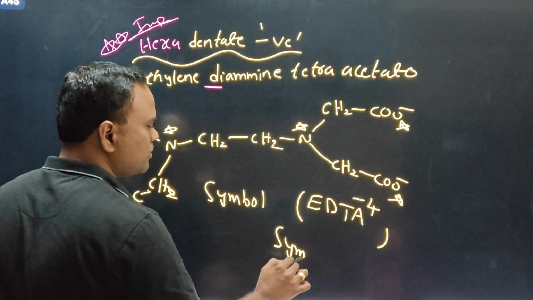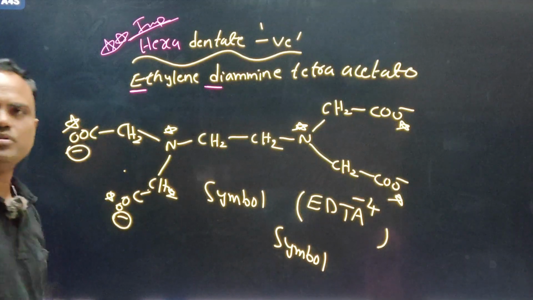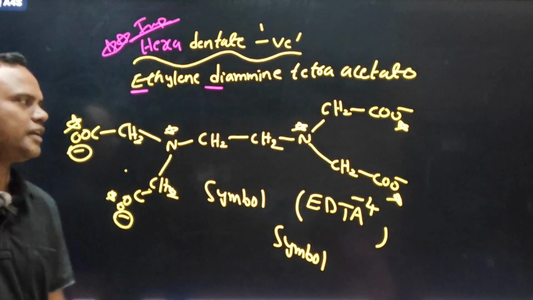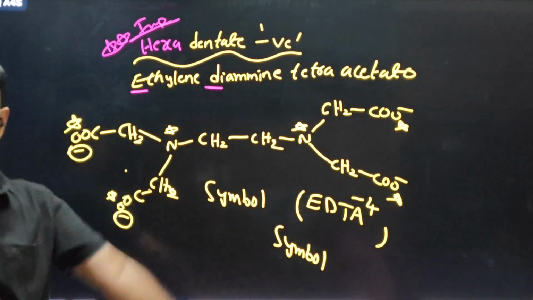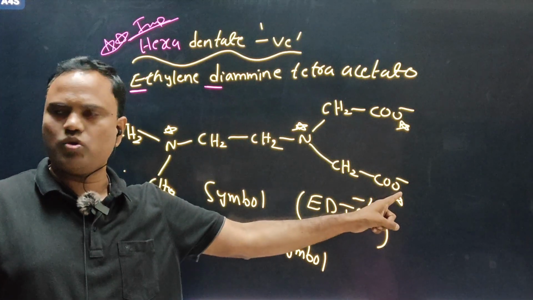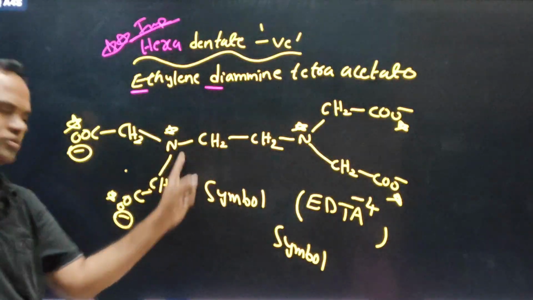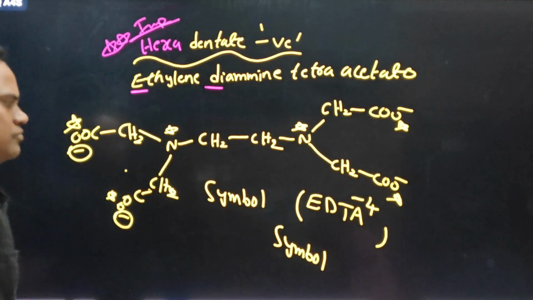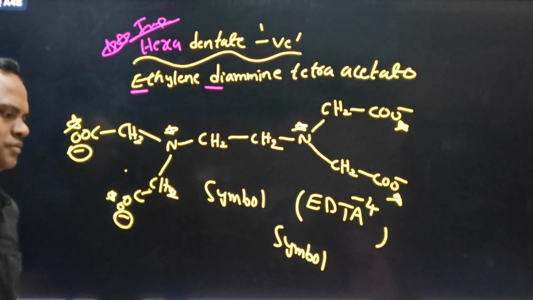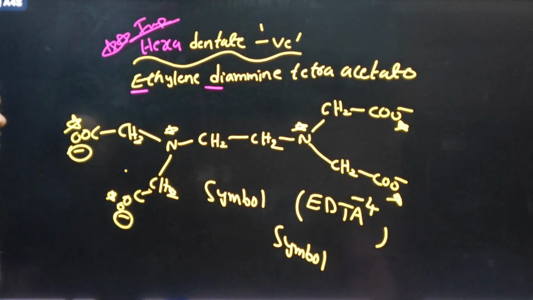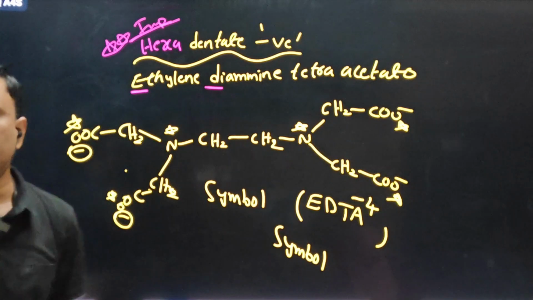Symbol is very, very important. Last 2 ligands are very important. EDTA, hexadentate ligand. Where are the 6 donors? Star, 2, 3, 4, 5, 6. Star marked atoms are donor atoms. EDTA denticity is 6. Denticity is nothing but the number of donor atoms present in the ligand.